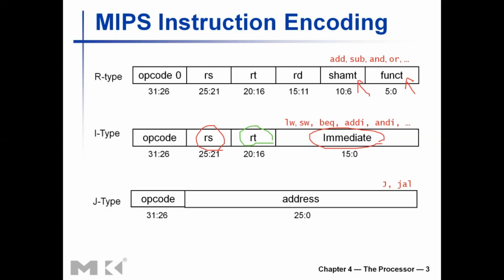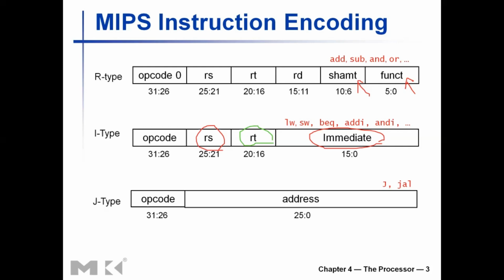So I-type has a lot of instructions, but in R-type, since you have the funct field, the least significant 6 bits, you can define a number of different R-type instructions as well. So some 64 different instructions, right?